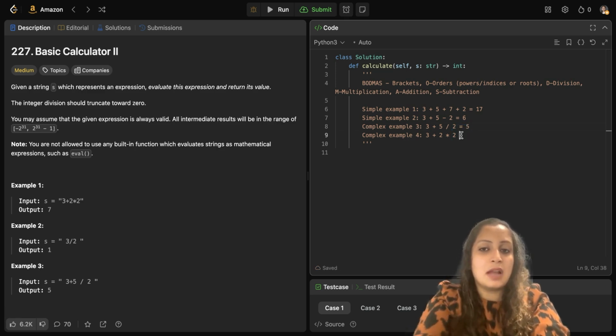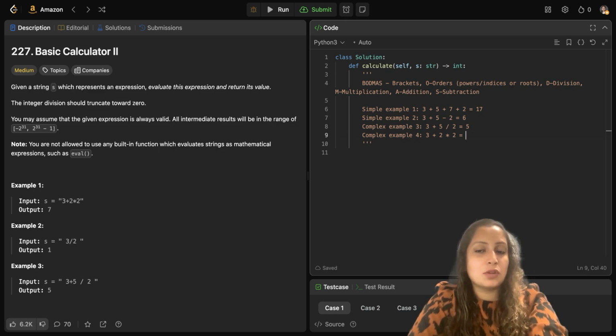Now, similar to that, in complex example 4, you have been given 3 plus 2 multiplied by 2. So you first start from left to right. 3 plus 2 is 5. Multiplied by 2 should give you 10, but that's not your result because you have to follow BODMAS. So you go from left to right. 3 plus 2, 5. But then you see the next operation is multiplication, which is a higher priority operation than addition. So you subtract your stored previous from 5.